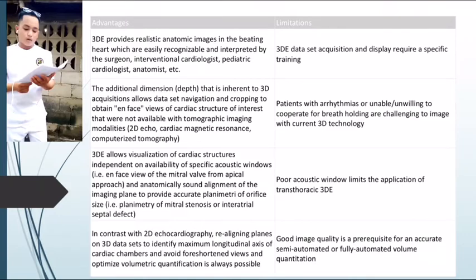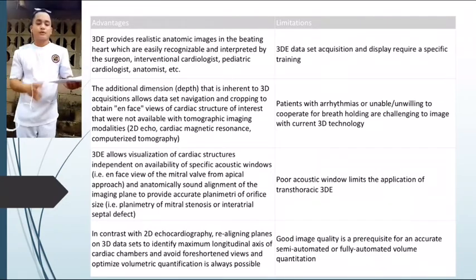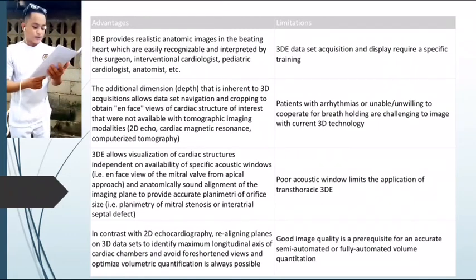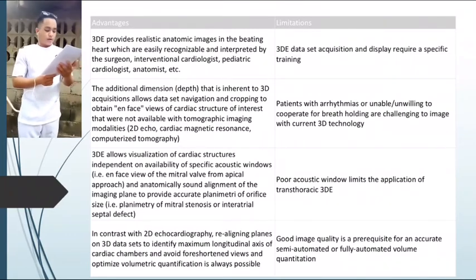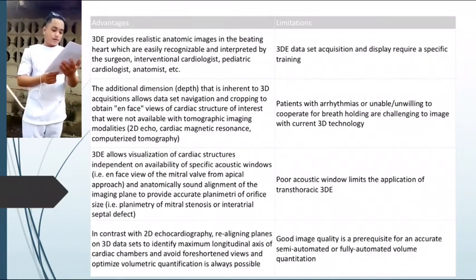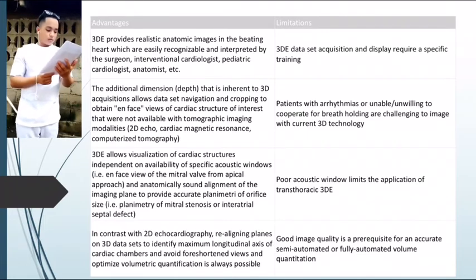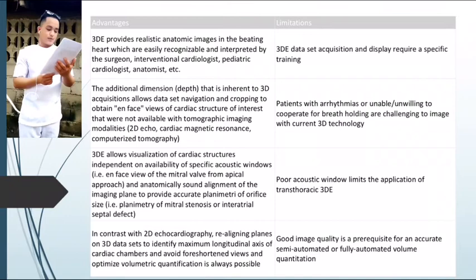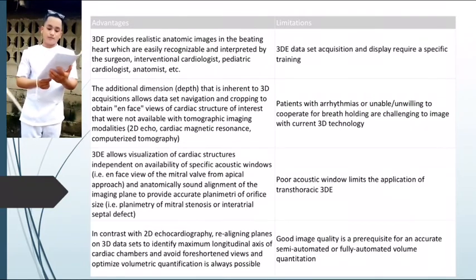Interventional cardiologist, pediatric cardiologist, anatomist, etc. So, sa limitations: 3D dataset acquisitions and display require specific training. Limitations na nila. So, advantages na po. The additional dimension that is inherent to 3D acquisitions allows dataset navigation and cropping to obtain en face views of cardiac structures of interest that were not available with tomographic imaging modalities: 2D echo, cardiac magnetic resonance, computerized tomography.